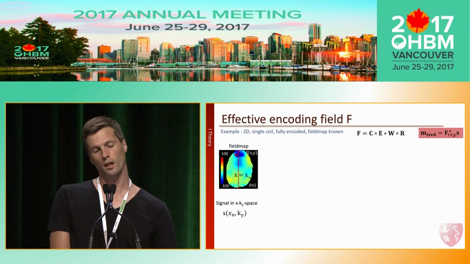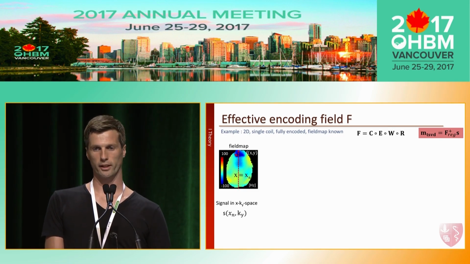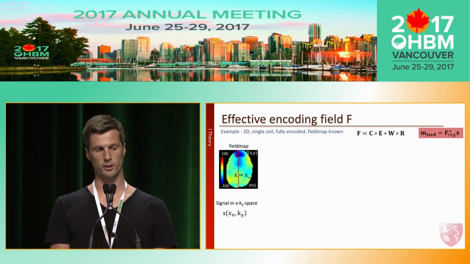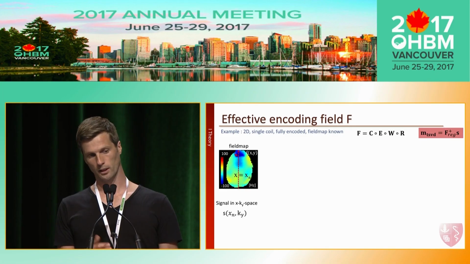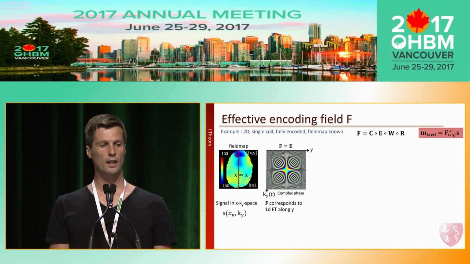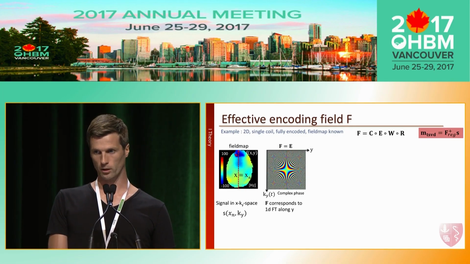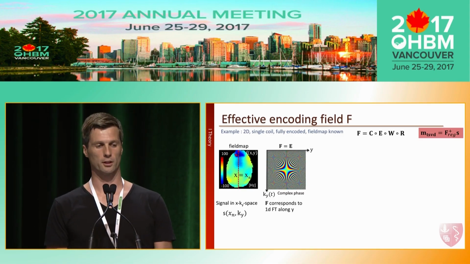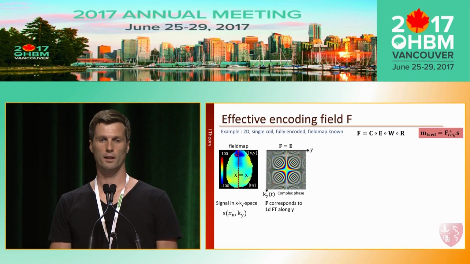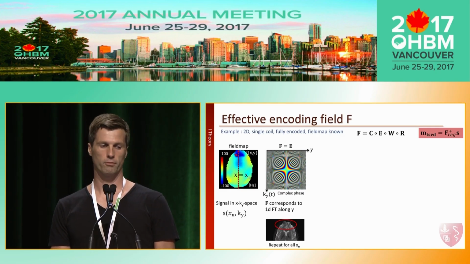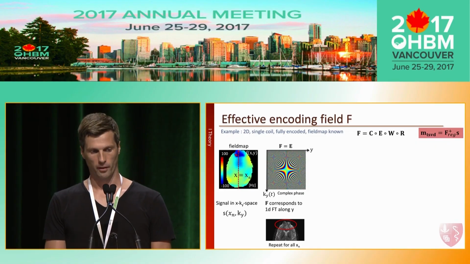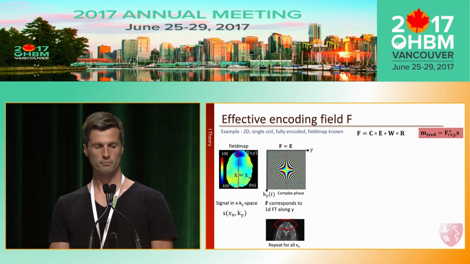So here's an illustration of the effective encoding field. We start with a signal in x-ky space for a 2D example, fully encoded, and we assume that we know the field map. So if we ignore off resonances, then F corresponds to the matrix notation of a one-dimensional Fourier transformation along Y. Inverting F reconstructs an image that has distortions.